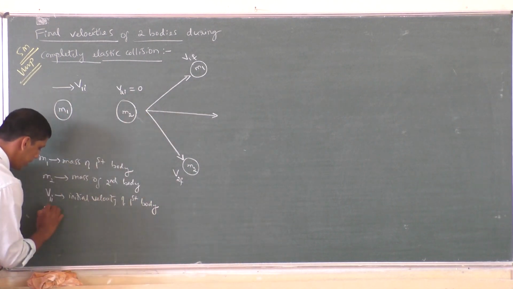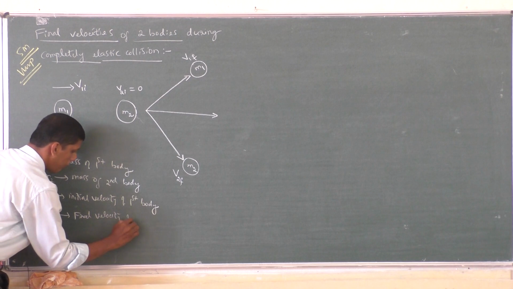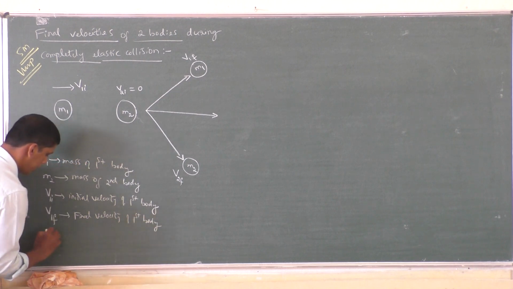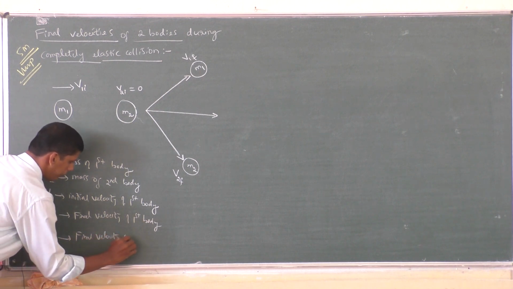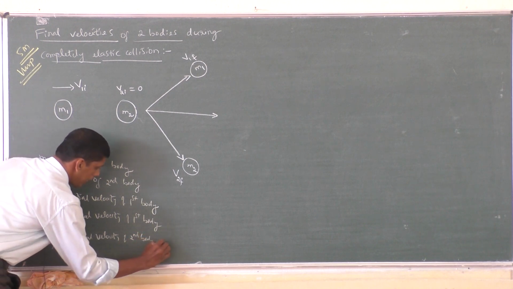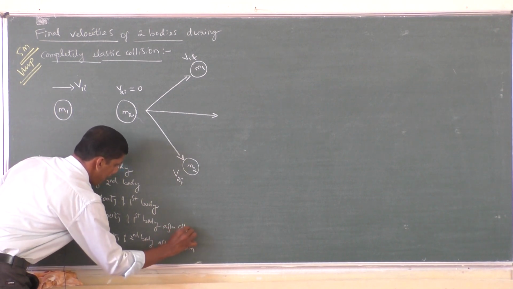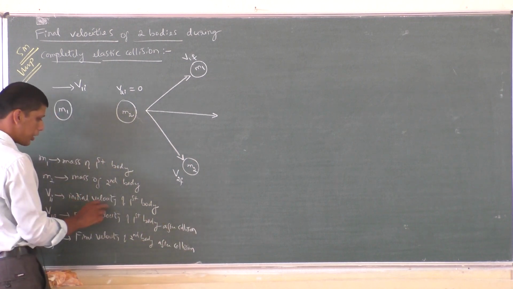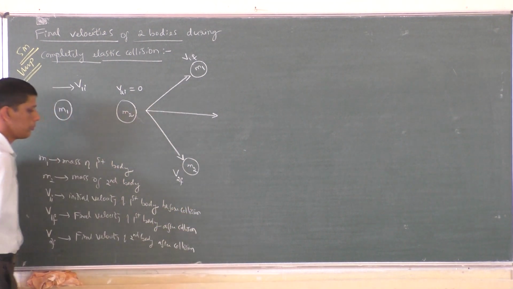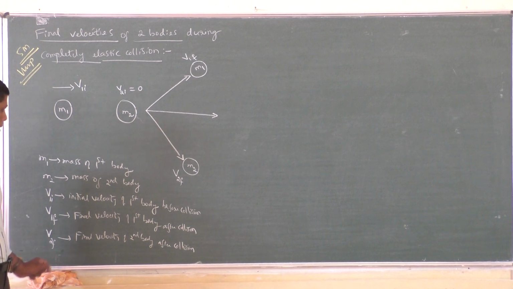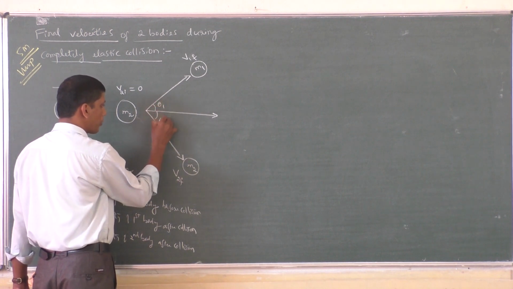And now v1f is the final velocity of the first body, and v2f is the final velocity of the second body, and this is after collision. So this one is also after collision. So this is the initial velocity of the first body before collision. So this is the terms explanation. Now I will consider this angle as theta1 and this angle as theta2.